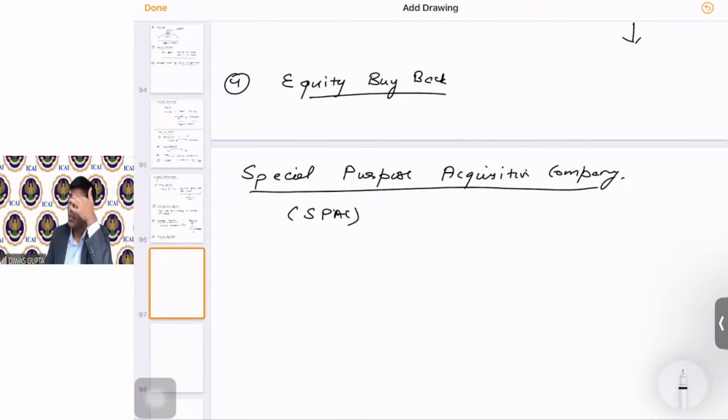Yes, Gurram, you're right. Gurram is saying management buyout means buying the ownership from promoter to management. Yes, that is true, Gurram.